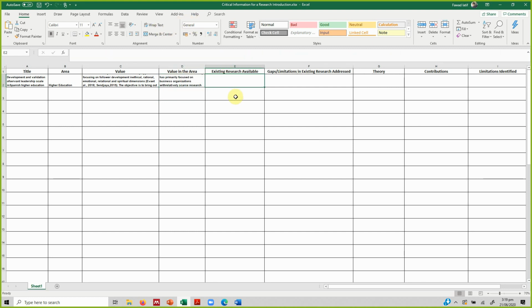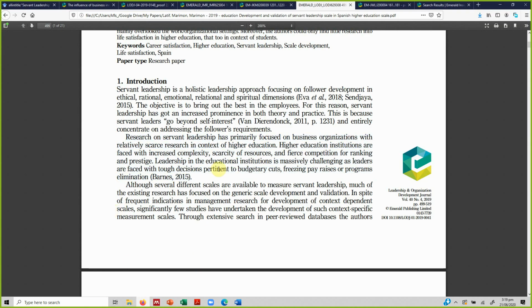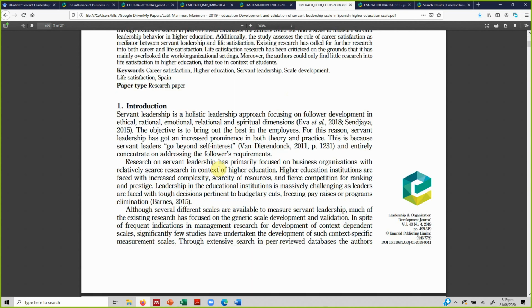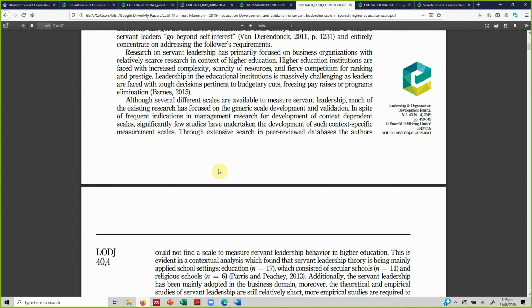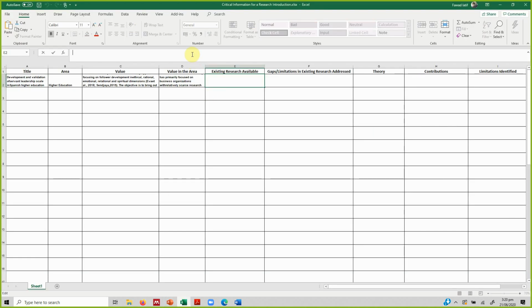Now, what existing research is available in this particular area? And obviously, we can easily copy this from this. This paper was actually focused on scale development. So actually what we did was we started with identifying the limitations with respect to scale development. Although several scales are available to measure servant leadership, much of the existing research has focused on generic development and validation. We do not need to copy everything from this paper. What we do is we can just copy this particular text, put it in here.